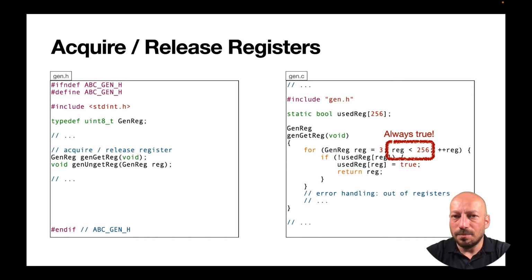Then, of course, we also should make sure that you never can release a register that wasn't acquired before. So there should be at least an assertion. And we also should make sure that when the program terminates, all registers were released. Some error handling for checking whether we have some internal errors.